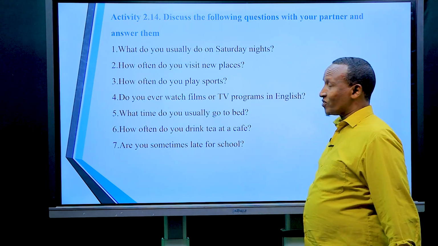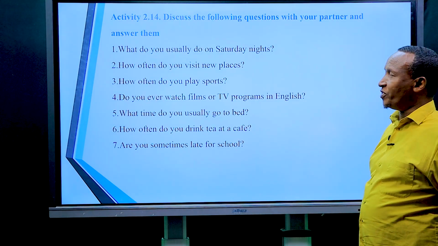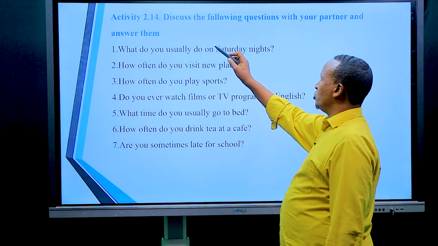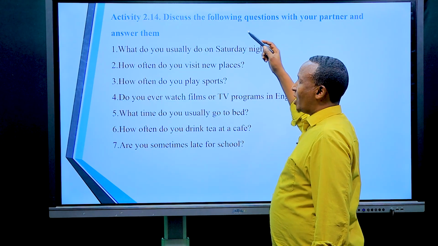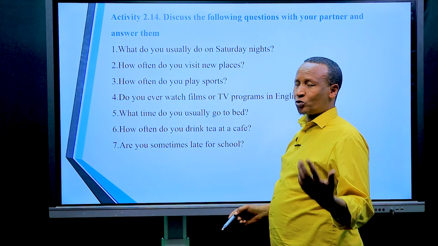All right, here we have some activities. You are going to do this activity. Activity 2.14, discuss the following questions with your partner and answer them. Bal inaad ka jawaabtidna waa inaad isku dayi kartaa.